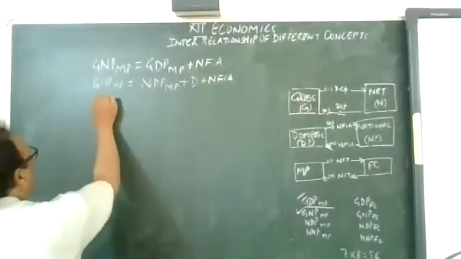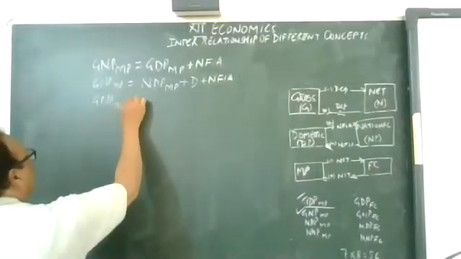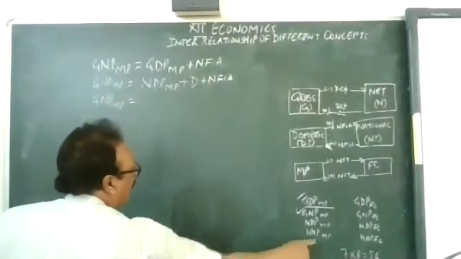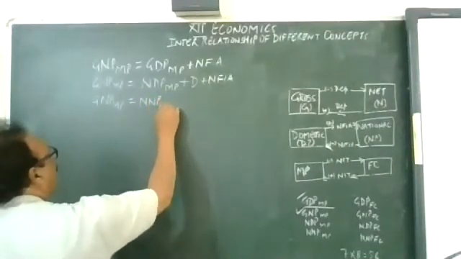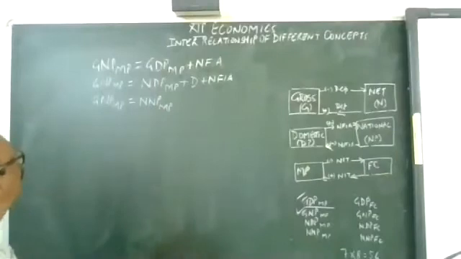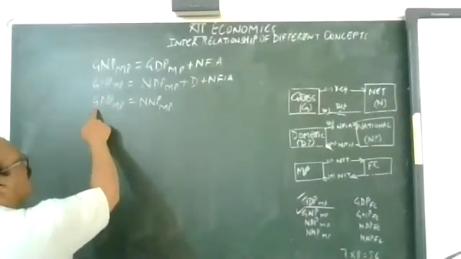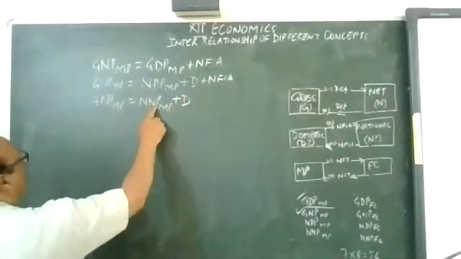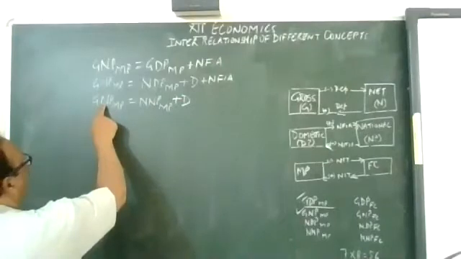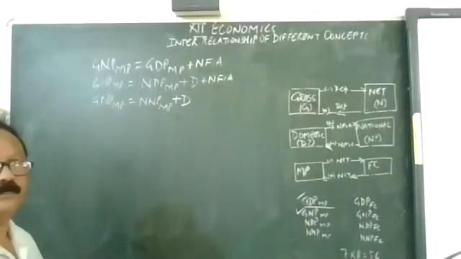Okay. Then GNP at market price, from where? NNP at market price. Net to gross, plus depreciation. National to national, no change, no other change. Plus depreciation.